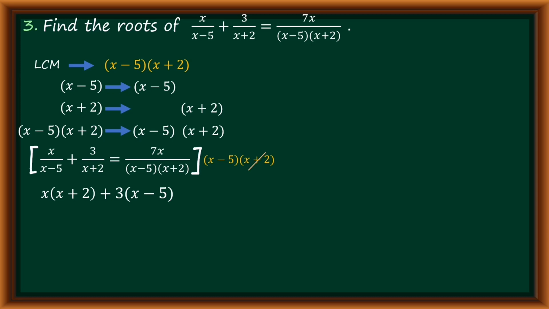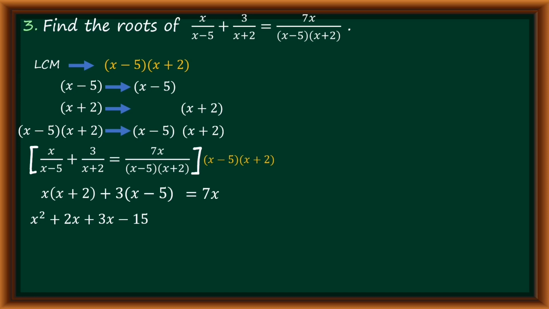Then, for the right side of our equation, x minus 5 is eliminated, as well as x plus 2. So what we have now is 7x. Next, let us simplify. The product of x times the quantity x plus 2 will give us x squared plus 2x. The product of 3 times the quantity x minus 5 is 3x minus 15.